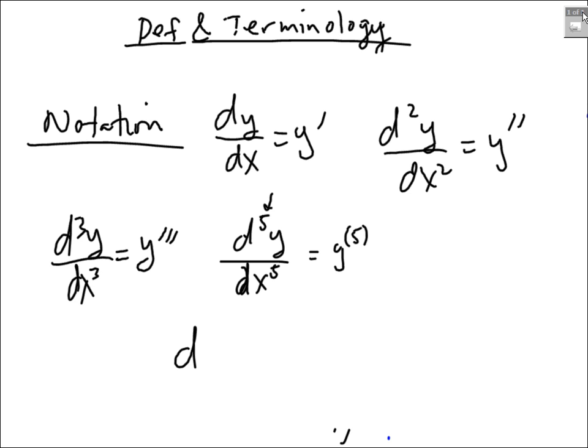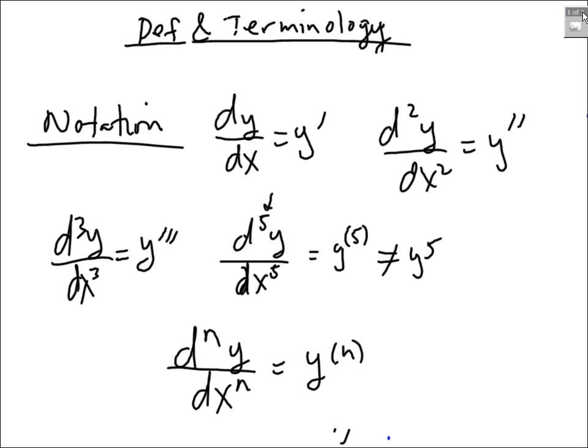So in general, the nth derivative of y with respect to dx to the n would be denoted like this. Not like that, not like that. No. This is not correct. You have to put the brackets. The brackets say you mean derivative. You probably won't see this, but it's valid. That would mean the second derivative.